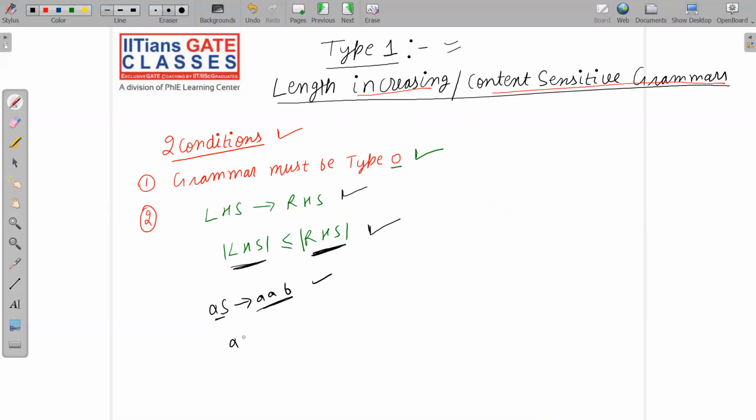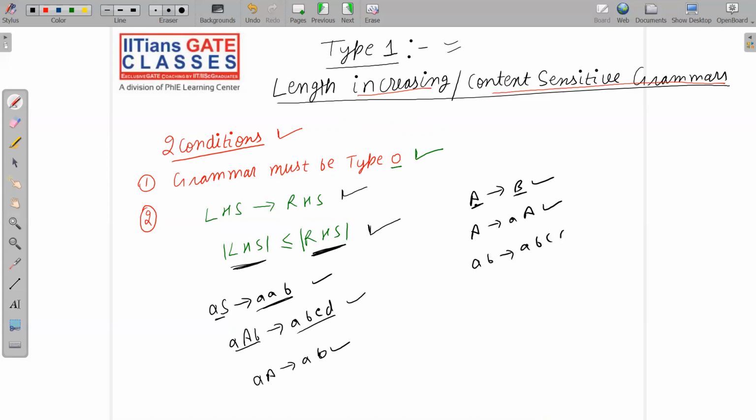Now if I say AAB implies ABCD, yes, this is also correct. See the length here, length 3, length 4. If I say AA implies AB, this is also correct. A implies B, this is also correct. Lengths are equal. A implies AB, this is also correct.